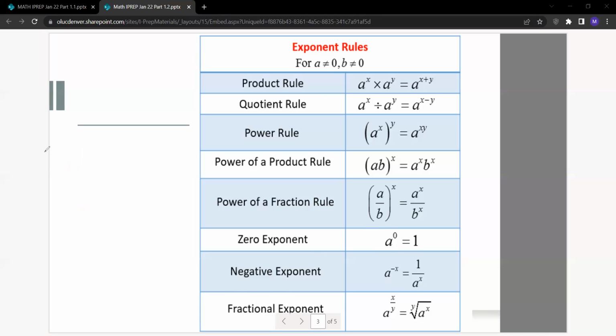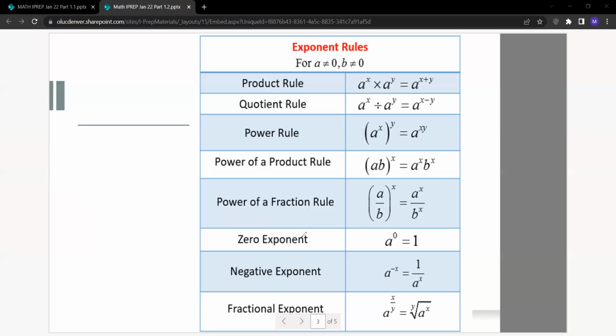Next, we have our negative exponent. All this is saying is that if we have 3 to the negative 2, this is the same as writing 1 over 3 to the 2. So that is how that negative shows itself in fraction form. Again, this one is your negative exponent.